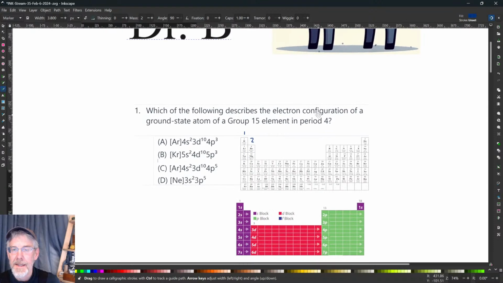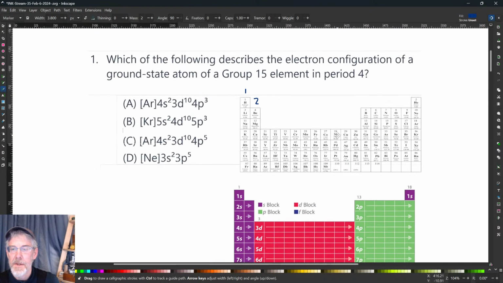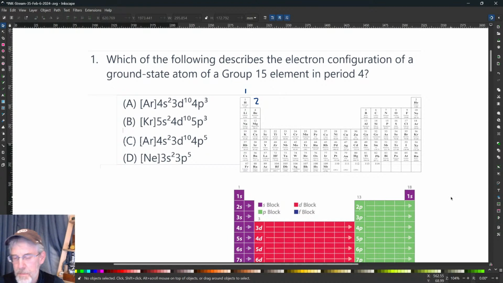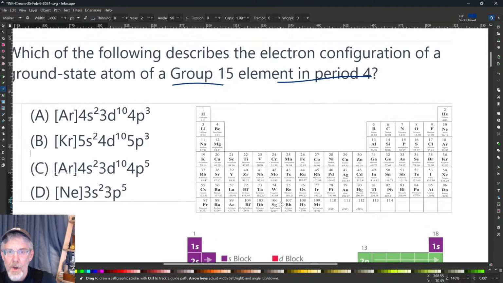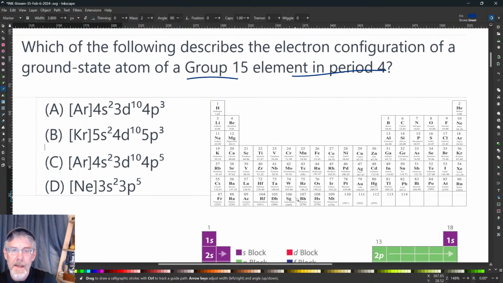First question. Let's see if you can do this one. This is pretty typical of an AP or maybe a JEE type question, where they give you the group and the period. So you have to find the element, and then you have to figure out the electron configuration. So take a moment and do that. First, see if you can figure out what element we're talking about, and then see if you can figure the configuration out. This is a great question.